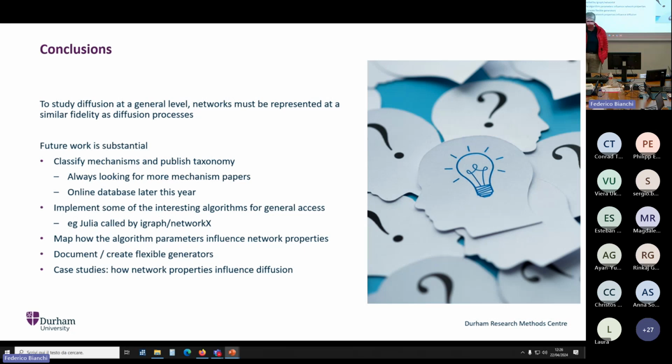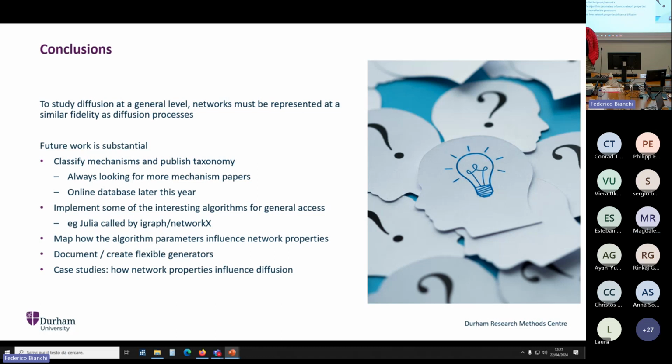The first step is finishing this mechanisms classification, publishing the taxonomy. We're always looking for more papers. As I said, we do have over 100. We are almost at the point where we're going to put the list up on a website to say these are the papers that we've looked at, and we'll have some sort of submission form to say, hey, have you found this? Have you found this one yet?